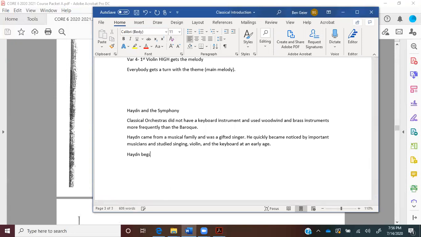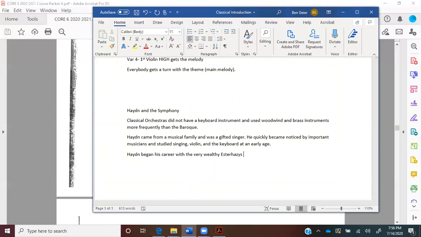So Haydn began his career with the very wealthy Esterhazies.